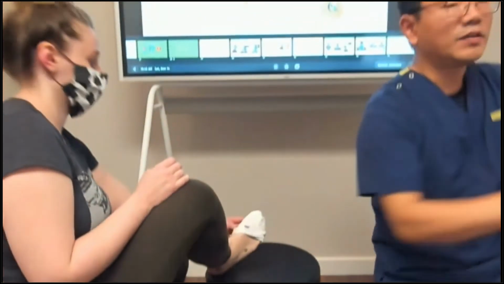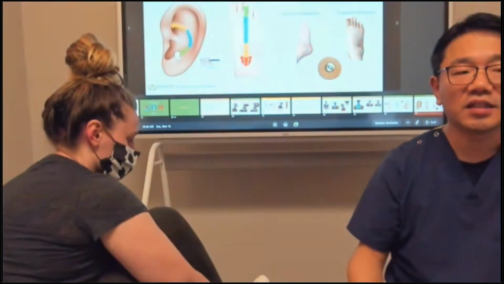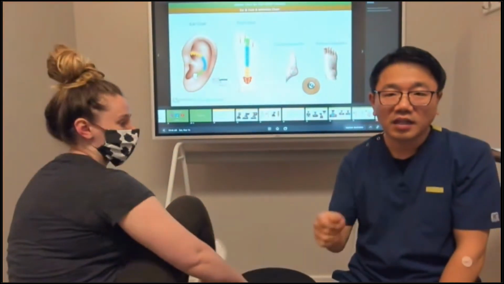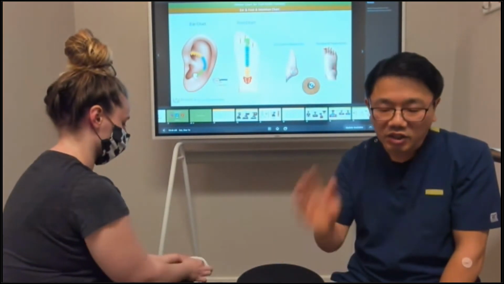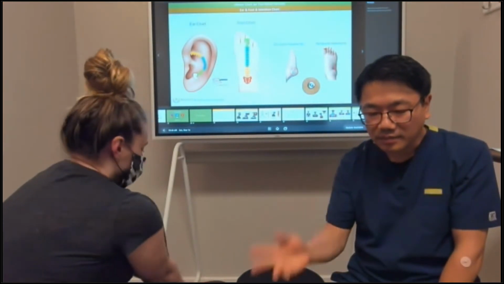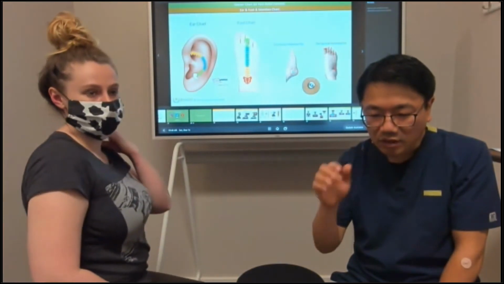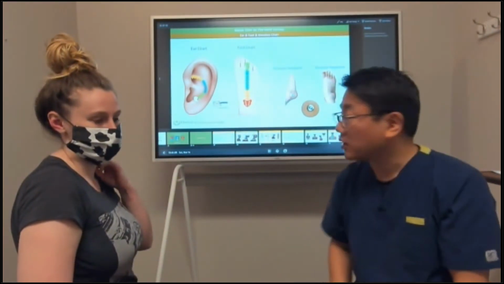So if you don't know about the point, just search around and find the tender point, apply the point there, and then check and recheck. If there's less pain, that means better circulation.